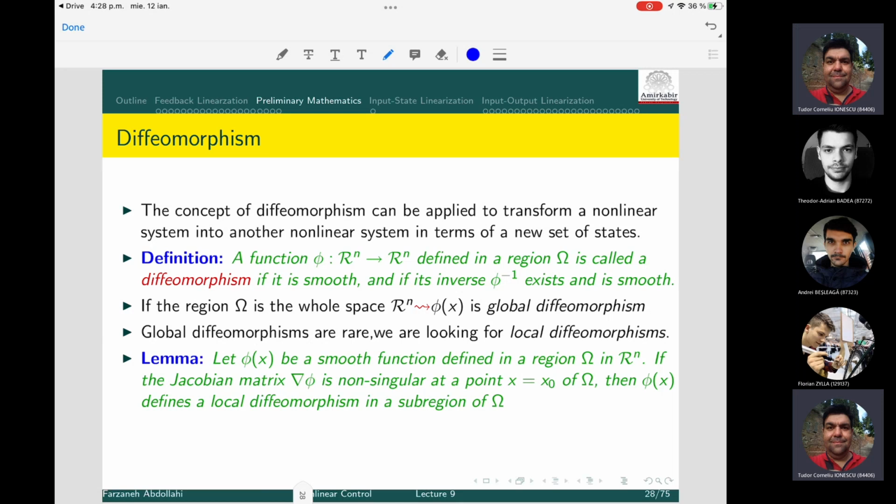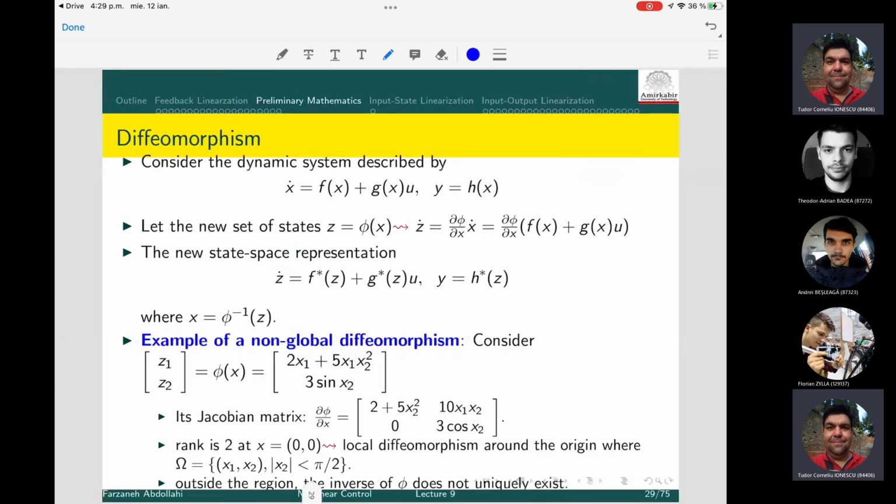Let phi be a smooth function defined in a region omega in Rn. If the Jacobian matrix nabla phi is non-singular at some point, then phi(x) defines a local diffeomorphism in a subregion of omega. So locally, if the Jacobian is invertible, then indeed that vector field locally is a diffeomorphism.